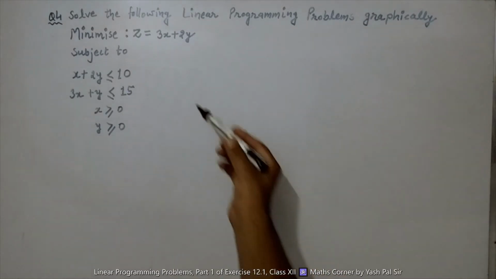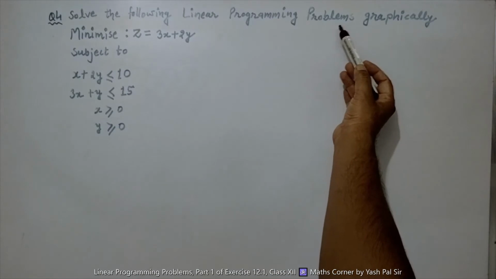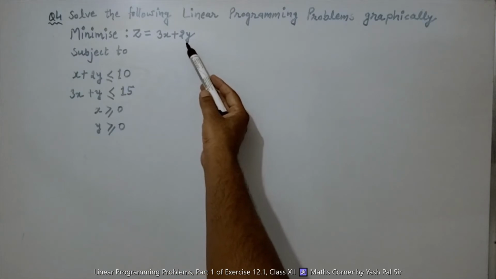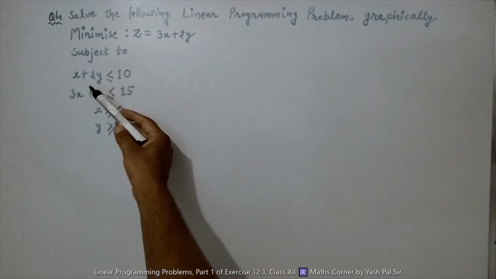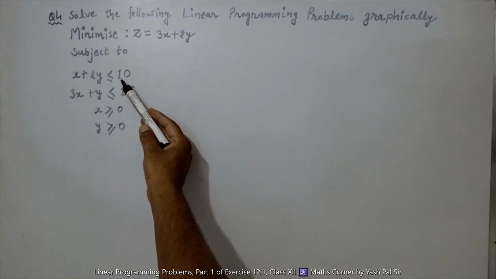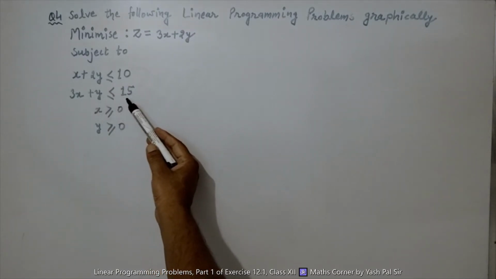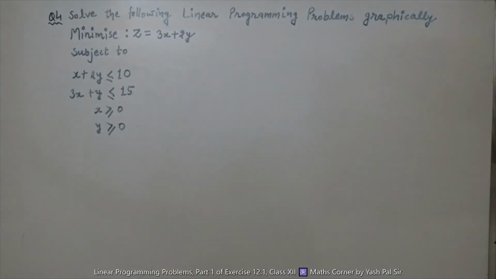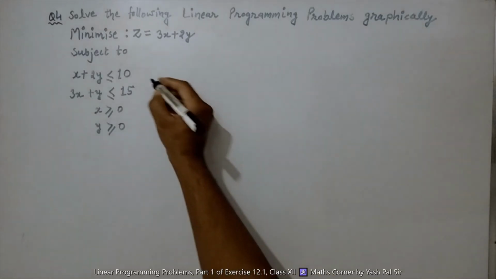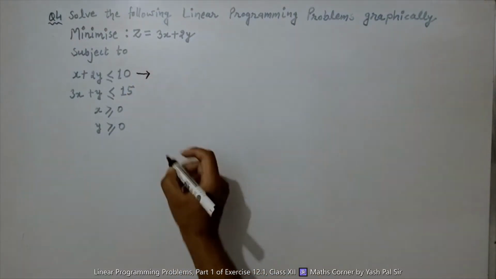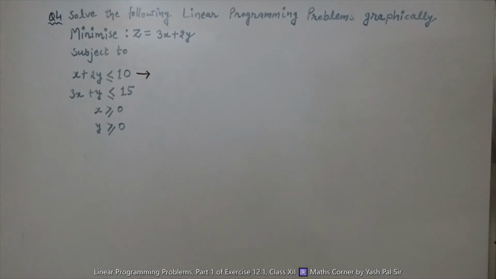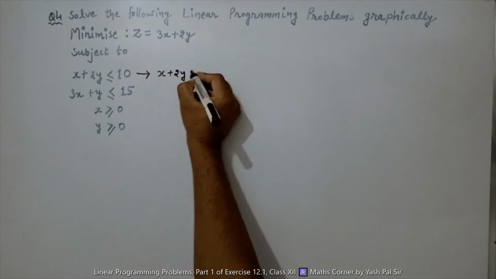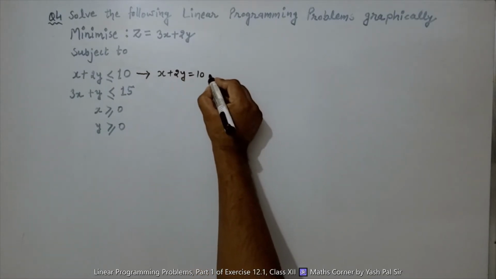Question number 4 is solve the following linear programming problems graphically. Minimize z is equal to 3x plus 2y subject to the constraints x plus 2y less than or equal to 10, 3x plus y less than or equal to 15, x is greater than or equal to 0, y is also greater than or equal to 0. So we start from the very first inequality. Changing this inequality into equality, we have x plus 2y is equal to 10.